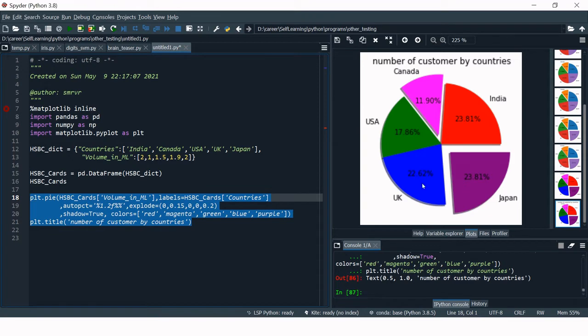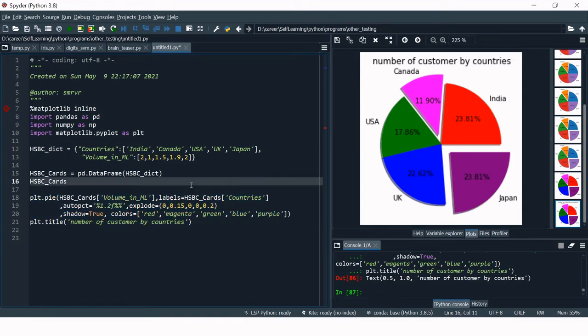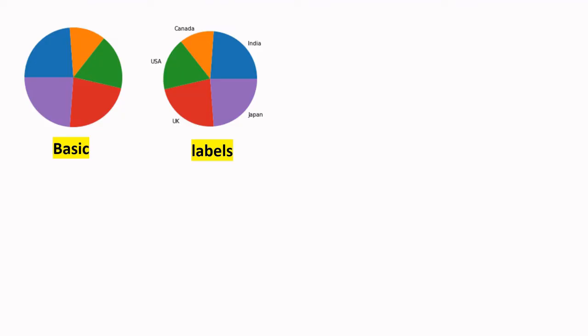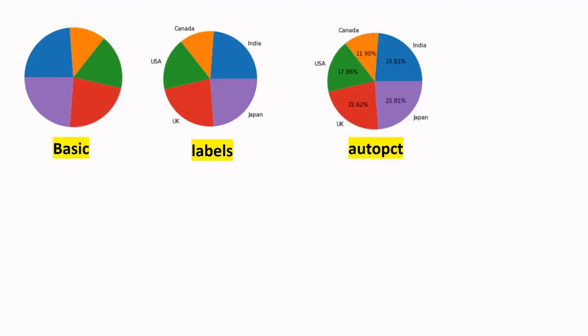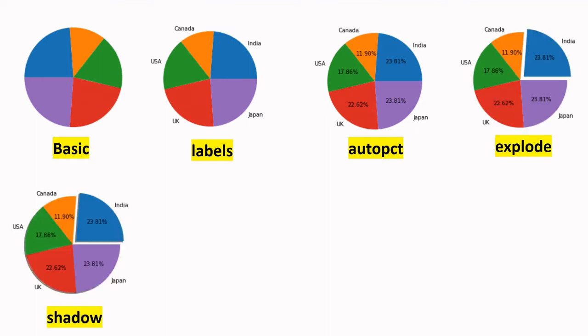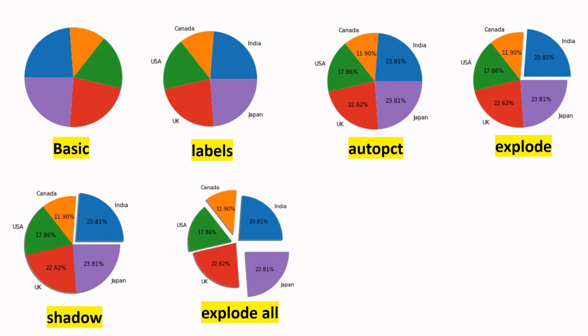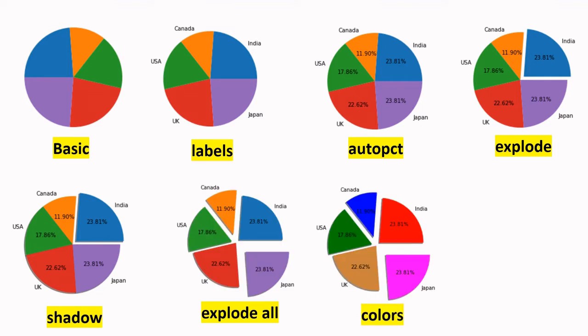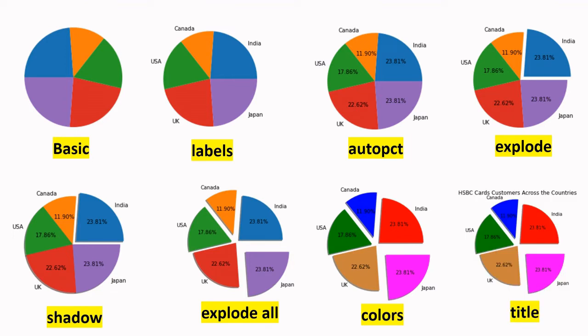All right, Canada, India. So this is how you can create the pie chart, start from the basic and take it to the advanced level. Let's have a look again. So here we added labels, then we saw how to add the auto percentage, then we saw how to explode one piece, how to add shadows, then how to explode multiple or all pieces, and then how to change the color, and then how to add the title.